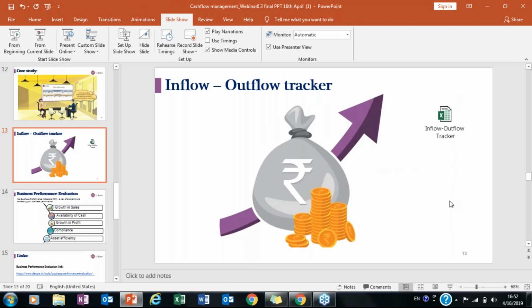So, what is a cash flow inflow outflow tracker? If you want to see, you can directly call us and we will explain what the inflow outflow tracker is. Our Udyog Mitras will also further help you to put your data into the inflow outflow tracker, which will help you to understand what exactly it is.